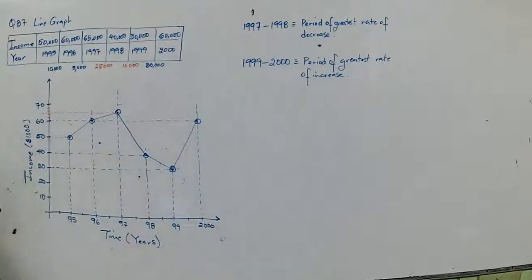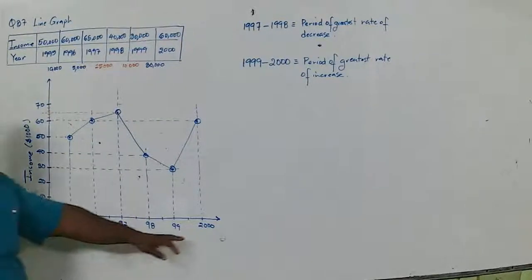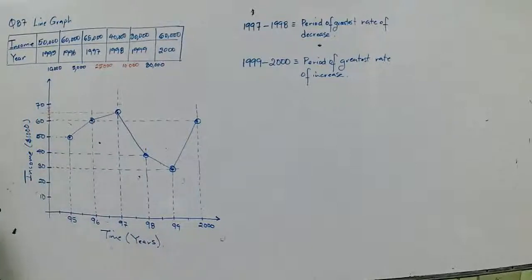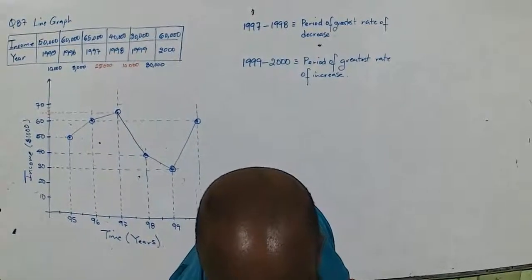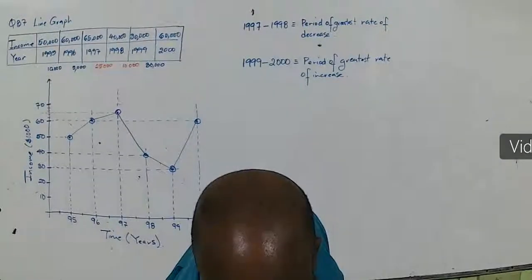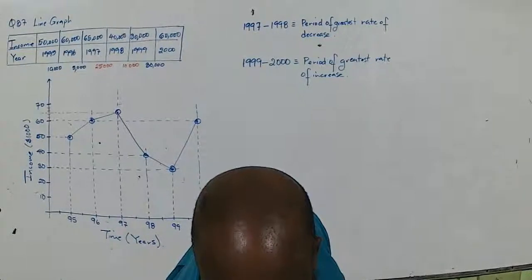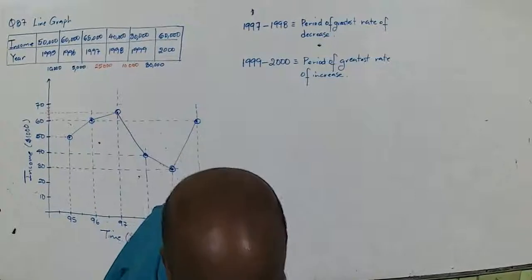Next question. Would you expect the sales in the year 2001 to increase or decrease? Alright, so now they're asking you to make a prediction for the future, based on the data that you have. Your graph starts at 2000. Do you expect the income in 2001 to increase or to decrease? They said decrease.